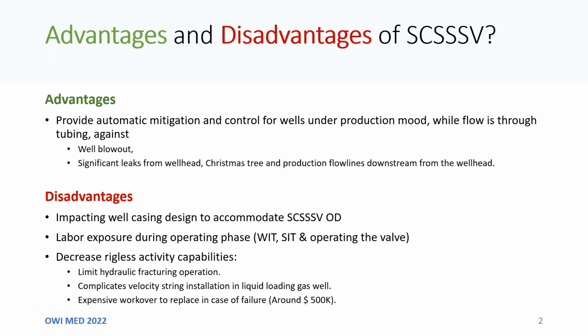It complicates the velocity string installation. For example, if we want to install velocity string while maintaining operable subsurface safety valve, it wouldn't be easy to set the packer under the subsurface safety valve. In addition, it's expensive to work over and replace because sometimes in old wells, it could take a few days to cut and pull the completion with the accompanying costs.